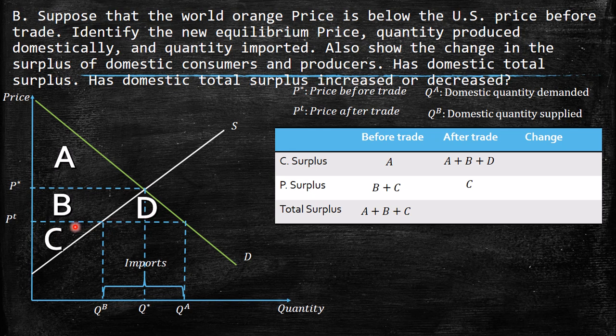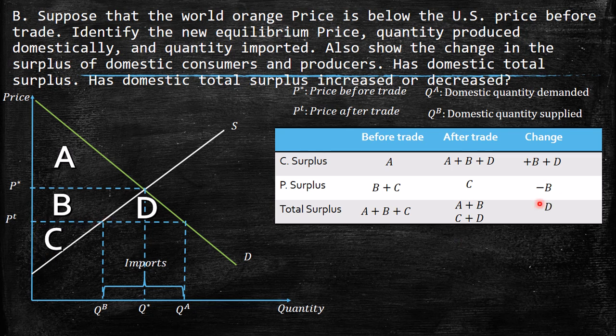In the other part we will have the producer surplus, which is going to be reduced, because remember, before trade they had BC, but given the trade they will just have C. Okay, so the total surplus is going to be A plus B plus C plus D. What about the change? Consumers are better off, as predicted, because the price is lower. So B plus D is going to be earned by the consumers, and the producers will be worse off because they won't have B anymore, which is transferred in some way to the consumers, and they will just have C.